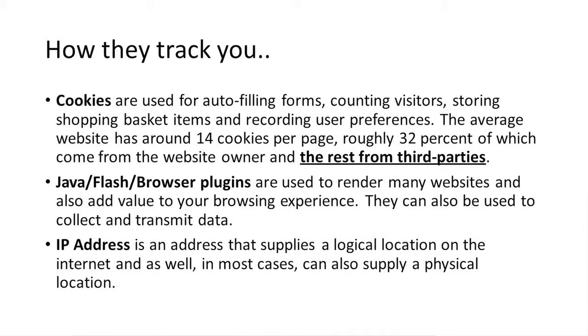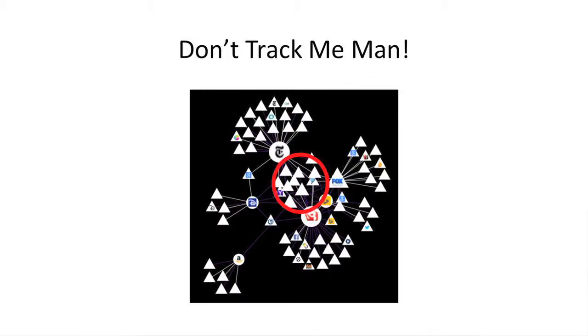Java, Flash, and browser plugins all capture a lot of data on you, including IP address and browser type. The IP address, as you probably all know, identifies you not only geographically, but it's truly like your home address. So how do you not get tracked when you're browsing?